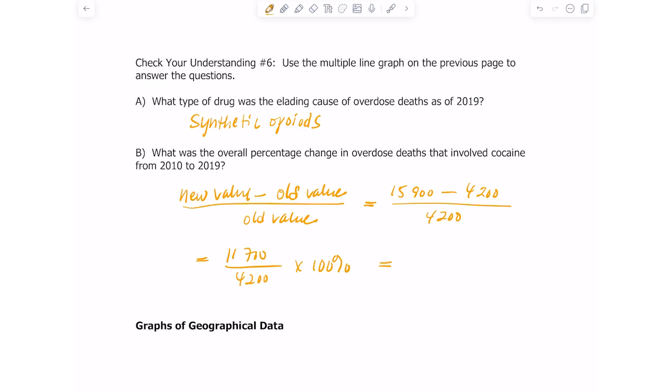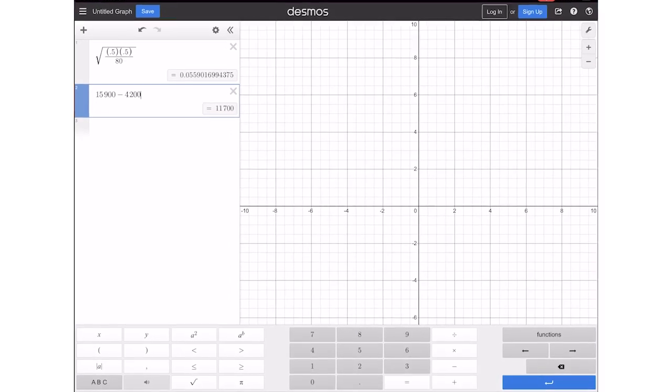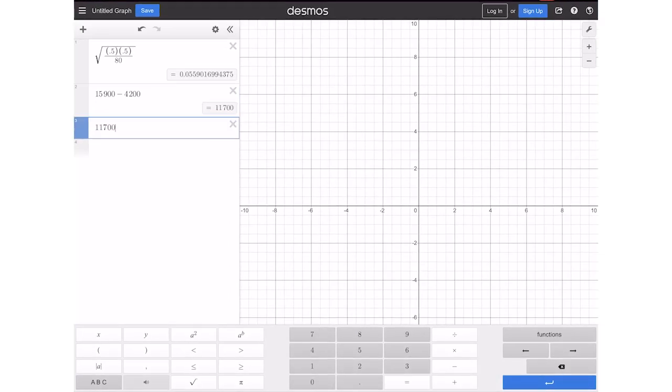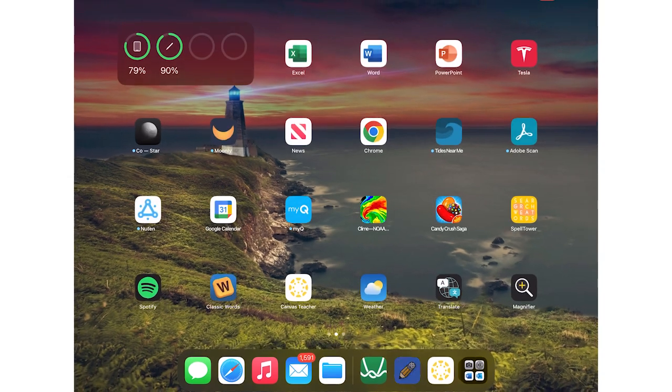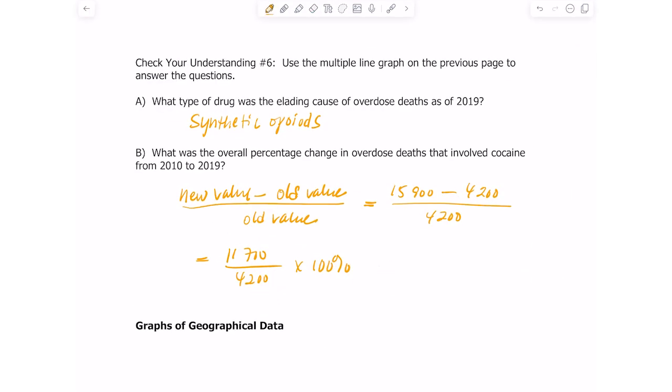So 11,700 divided by 4,200. And then I'm going to take that number, 2.7857, and multiply it by 100. So it's 278.57. It's basically about 280% change. So that's a huge change, right? As we go from 2010 to 2019. So over the course of 9 years, the percentage of deaths that involve cocaine increased by 280%.